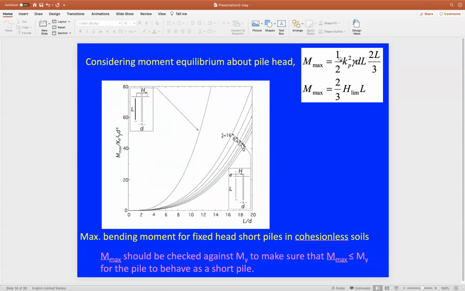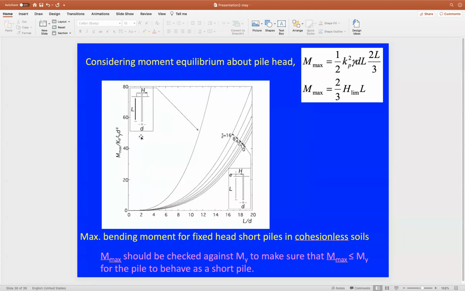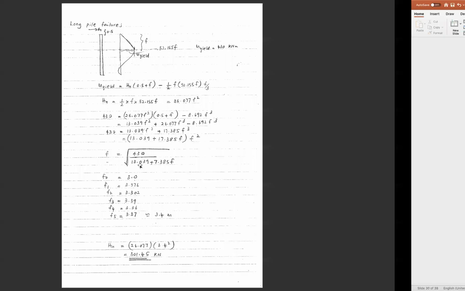You can obviously use these equations, or you can use these two charts as well. This chart to find the value of h, depending on the value of L over D and E over D, and this chart to find the value of M maximum. If you calculate the value of L over D and the value of E over D, you can calculate the value of M maximum by knowing this term as well. So that's for the short pile failure scenario. So if we go back here to the solutions here.